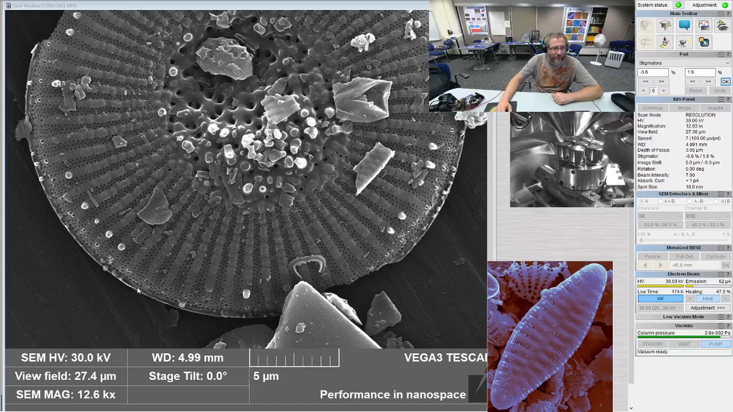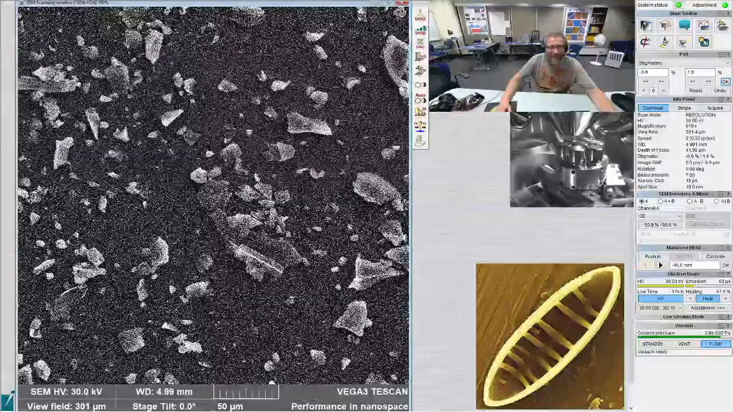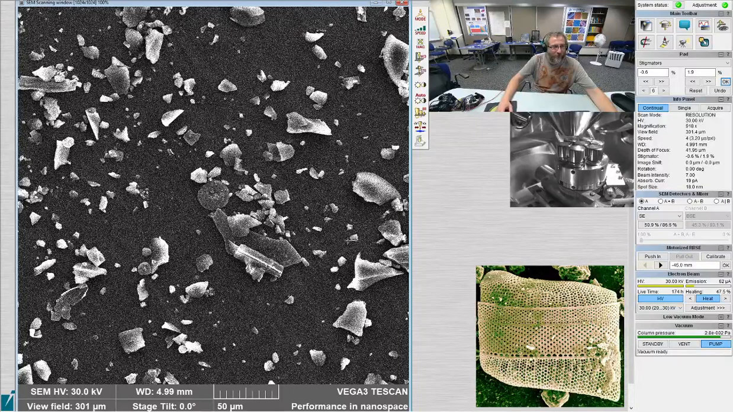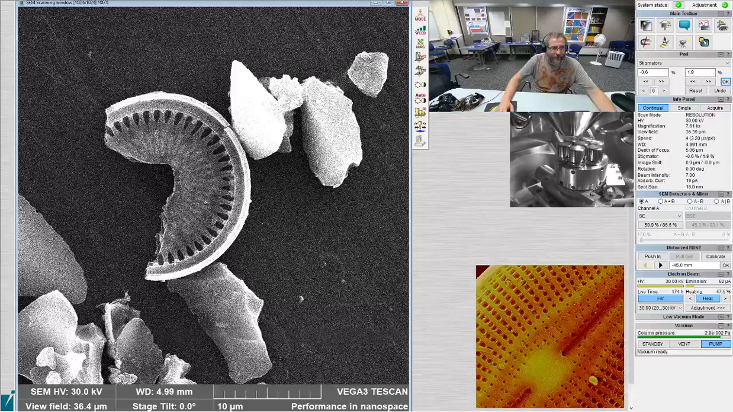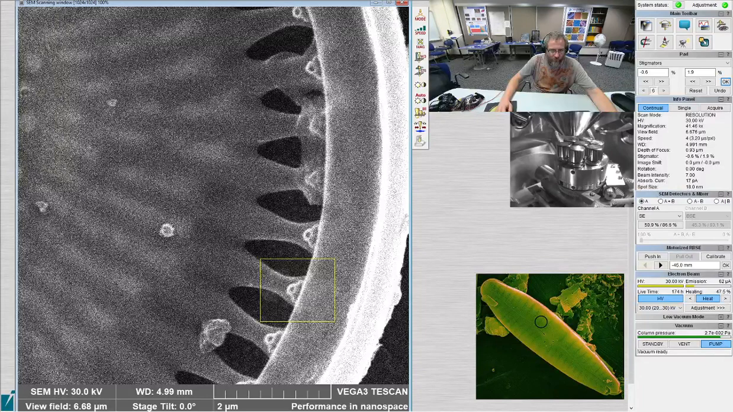This is cyclotaloid 6. Cleverly named. I don't know. And we're looking at it on a scanning electron microscope. Because it's Wednesday. And Wednesdays and Saturdays. Wednesdays and Mondays now. That's what I do. Almost fell into my old mode of saying Wednesdays and Saturdays. But, we can kind of look into this one. Yeah, maybe we'll get that chamber structure.